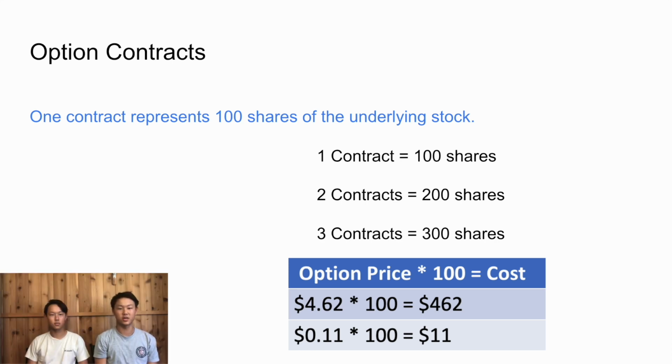Since one option contract represents 100 shares, you need to make sure that you have enough money in your account to pay for the shares if the option contract is exercised.